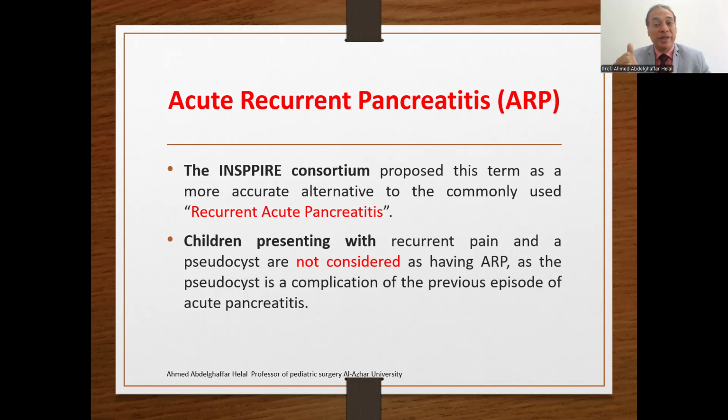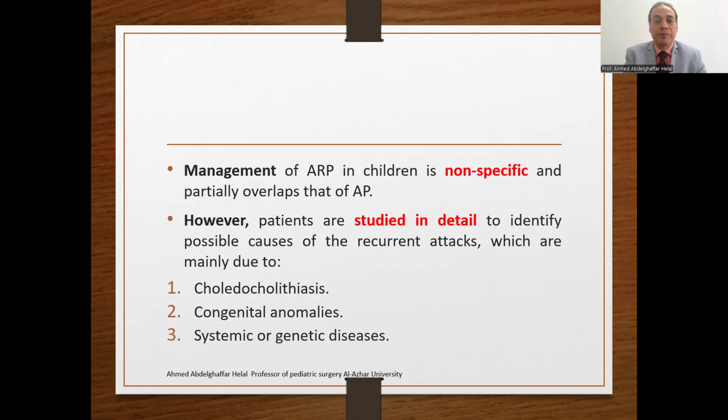Children presenting with recurrent pain and pseudocyst are not considered as acute recurrent pancreatitis because this is a complication of the acute pancreatitis. The management of acute recurrent pancreatitis in children is non-specific and partially overlaps acute pancreatitis, following the same items. However, it's important to study these children in detail to identify the possible causes of this recurrence. Maybe choledocholithiasis, maybe congenital anomalies, maybe systemic or genetic disease, to treat it probably.